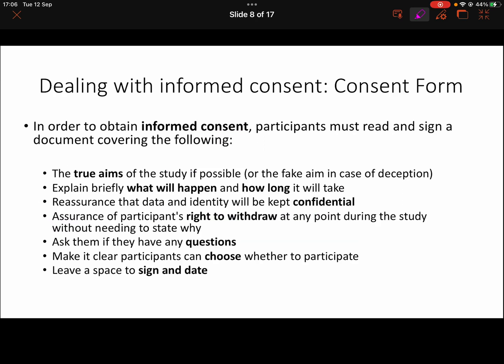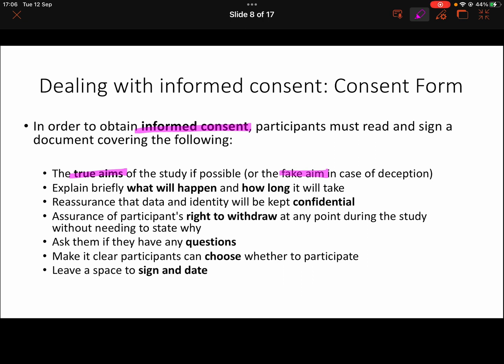Okay, so how do we deal with informed consent? Well, we give a consent form prior to the study, before the study begins. We need to give all of our participants, or their guardians if under 16, a document which covers all of the following. We need to tell them the true aim of the research. What is our intention? What are we hoping to investigate? What's the purpose? If we can't do that, if that would jeopardize the authenticity of the study, then we would give them a fake aim here. We would lie to them.